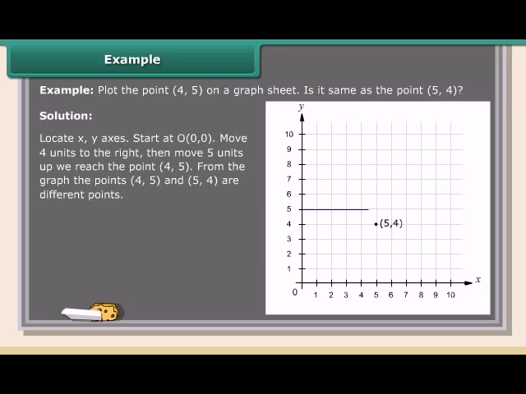Move 4 units to the right. Then move 5 units up, we reach the point (4, 5). From the graph, the points (4, 5) and (5, 4) are different points.